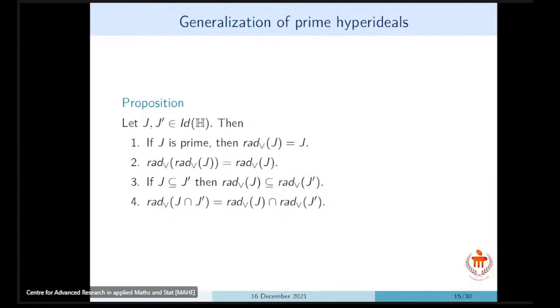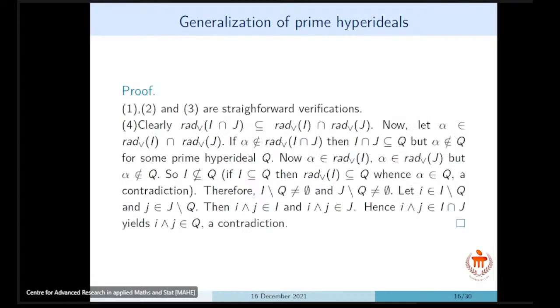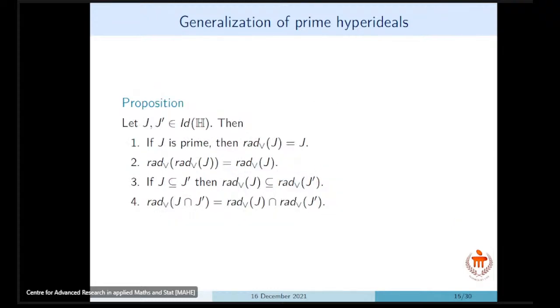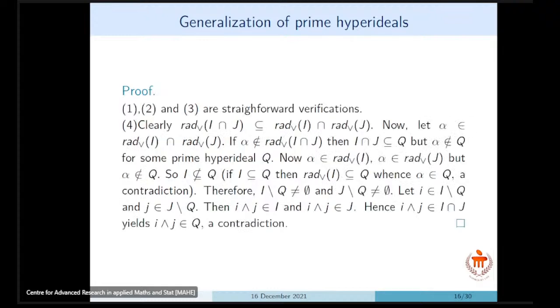These are some properties of hyperideals. The first three properties are straightforward verification. The fourth property, that is, the radical of J intersection J dash is equal to the radical of J intersection the radical of J dash. Its proof is here.